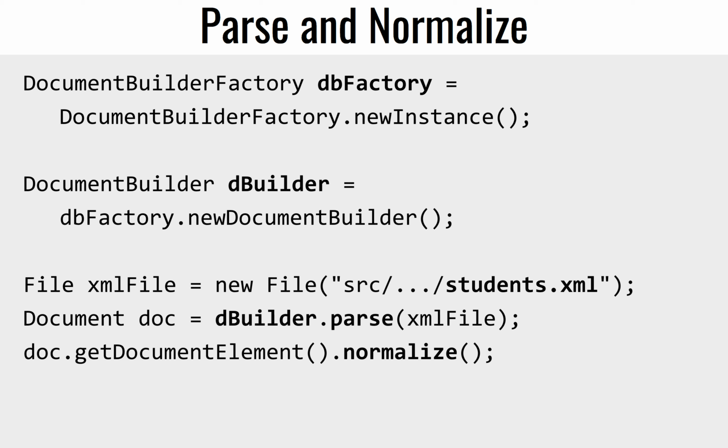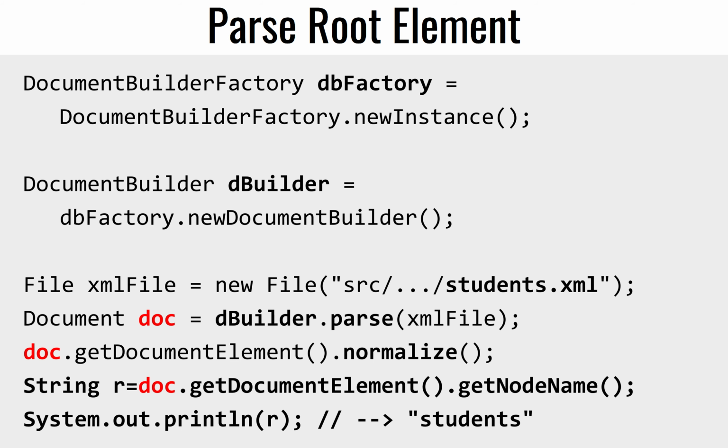So all those queries can be done against the doc element, the doc object that gets parsed and retrieved from here. We can ask for the root, right? The document element. This gives you the root of the document.